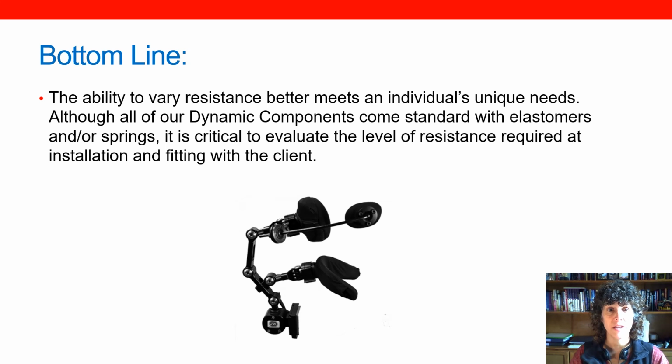So what's our bottom line? Well, the ability to vary resistance in any of these dynamic components is going to allow us to better meet an individual's unique needs. And although all of our Seating Dynamics components come with a standard level of resistance, it's very critical at the fitting to make sure that's the best and most appropriate level of resistance for that individual. If it is not, that can be changed right there at the delivery. If there's been wear and tear, then these can be changed out as well.